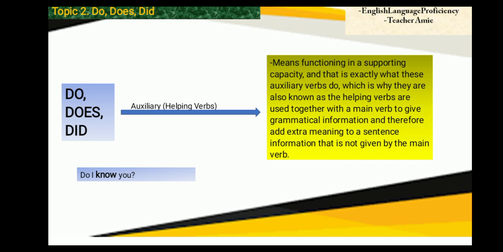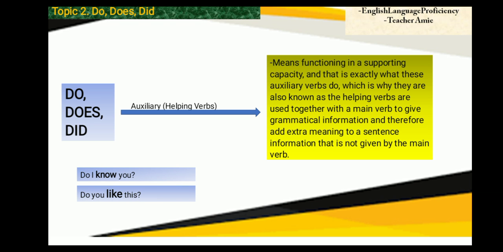Say, for example, in this, do I know you? So the word do there is not the verb. It just signals that this statement is a question. Kasi pag tinanggal mo yung do I know you, it's no longer a question. So do I know you, it signals that a question is answerable by yes or no, but your main verb is know.